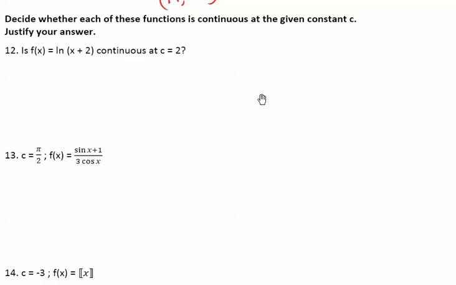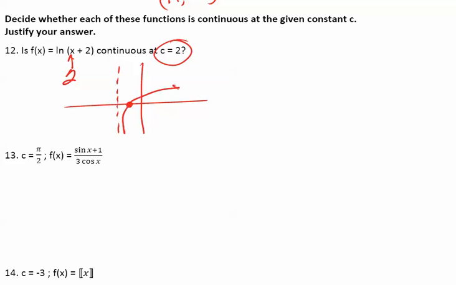Decide whether these functions are continuous at the given constant c. So is this natural log function continuous at the constant c? So let's let that x coordinate be 2. So what do we know about this function? It is our natural log function, 2 units to the left, so we know what the graph looks like. It has its vertical asymptote at x equals -2. Is it continuous when we put 2 into the function?